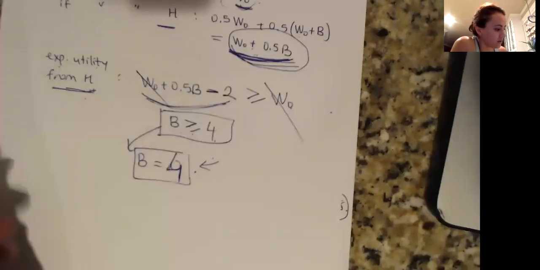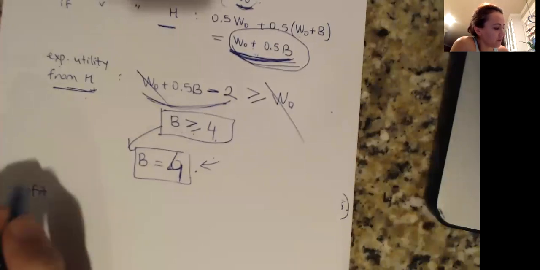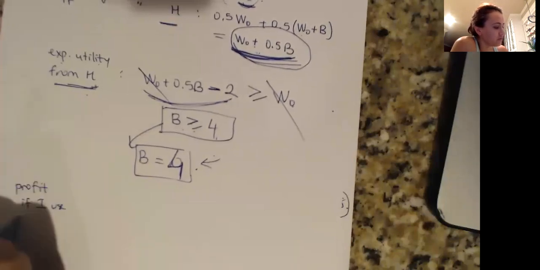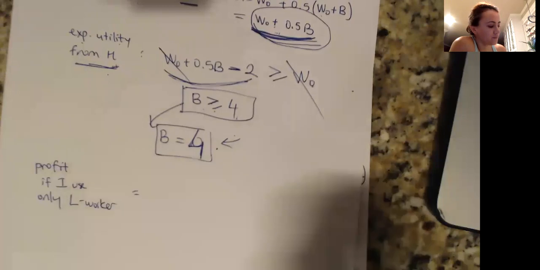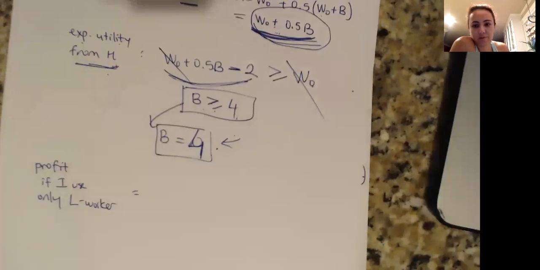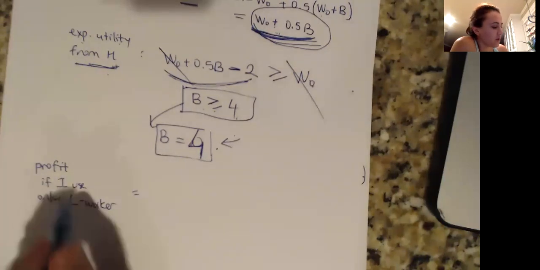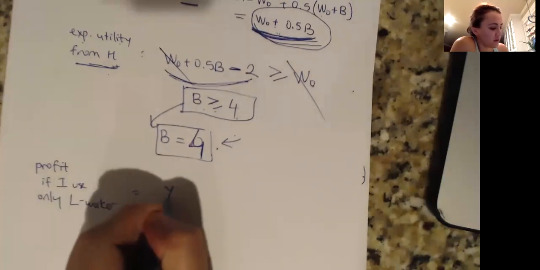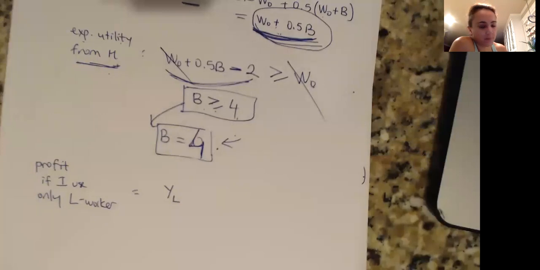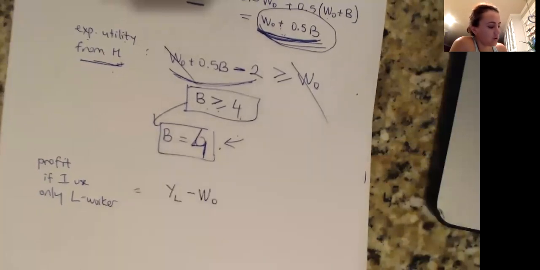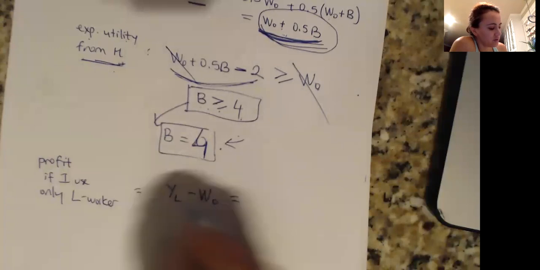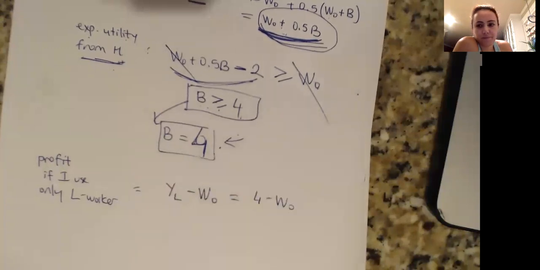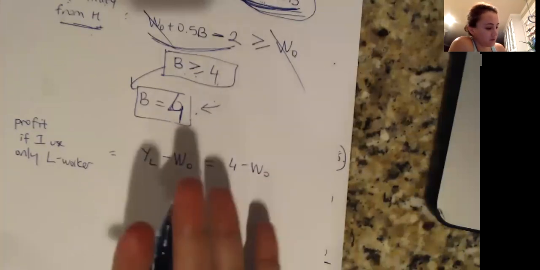So let's calculate the profit if I use only L workers. This is the easy one. If I have an L worker, definitely I'm going to have low output, and I only pay W0 to L workers. So the profit, if I use only L workers, is 4 minus W0. I don't know W0. I'm trying to find W0.